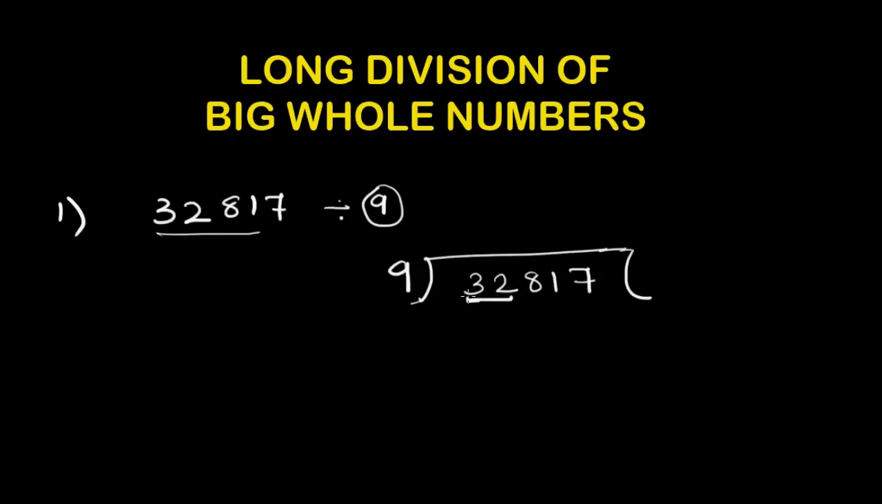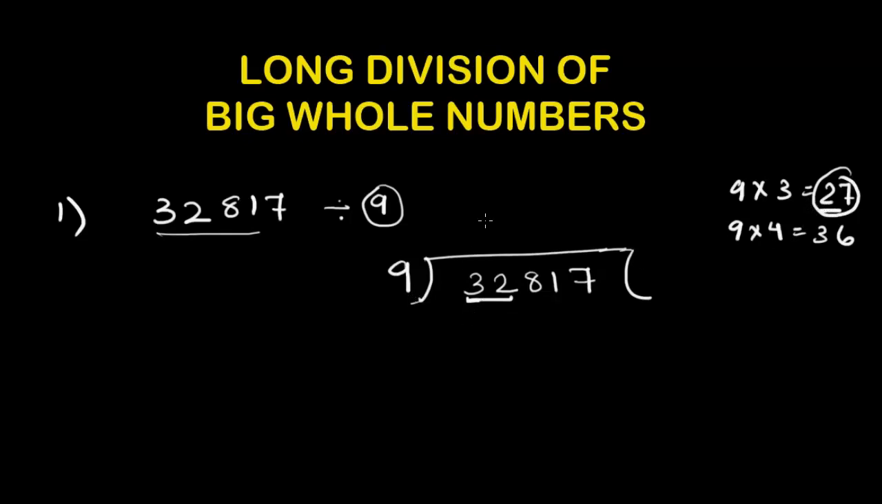Now we would think, is there a number that is close to 32 in the table of 9? And that number has to be smaller than 32. We know 9 times 3 is 27. 9 times 4 is 36. Now both of these numbers are close to 32 in the table of 9. However, we always take the smaller number because we have to subtract in division and we can only put the smaller number underneath the given number.